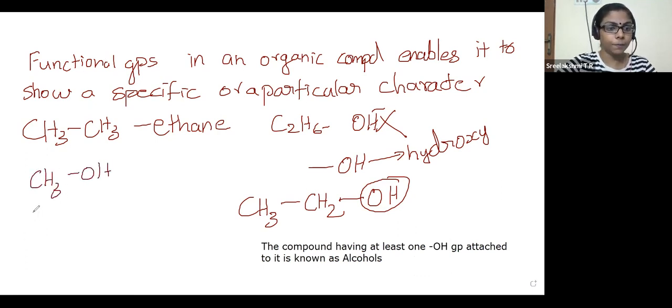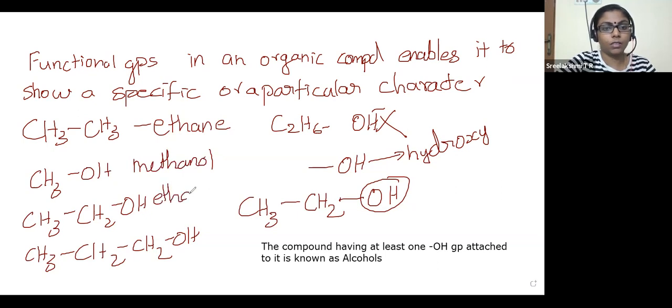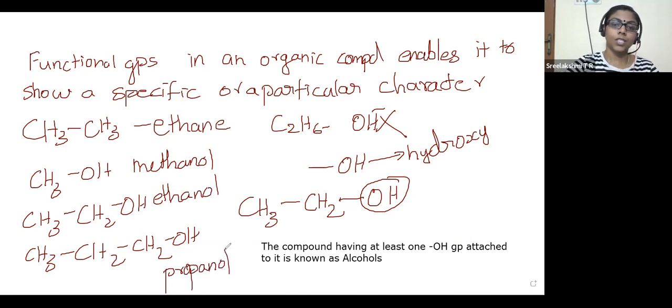CH3OH, CH3CH2OH, CH3CH2CH2OH. So this is methanol, ethanol, propanol, etc.